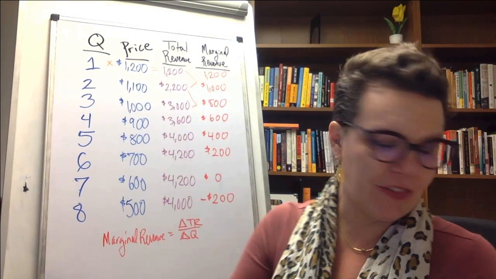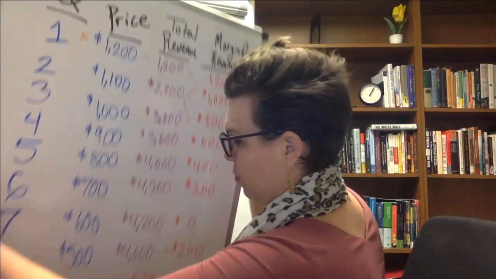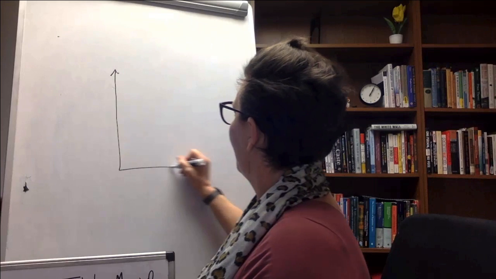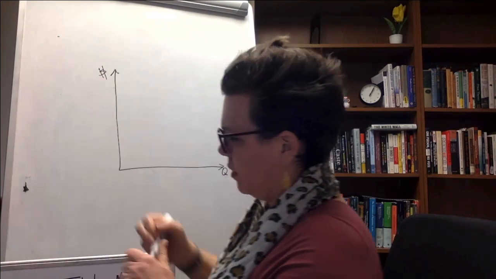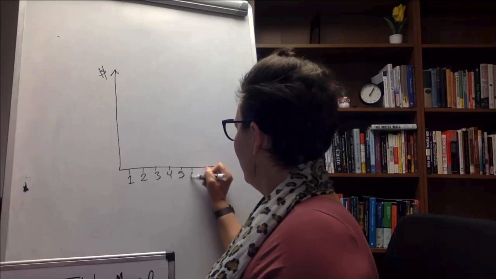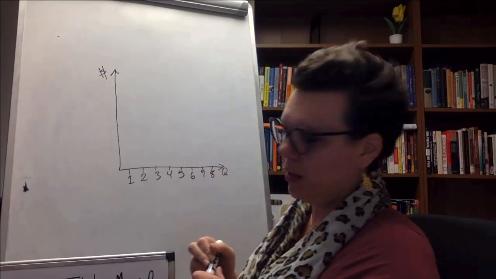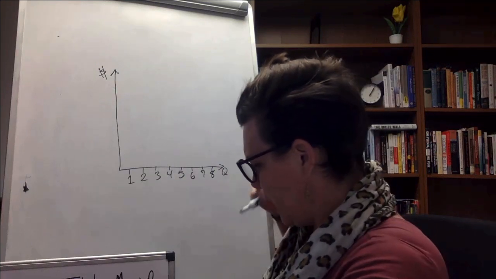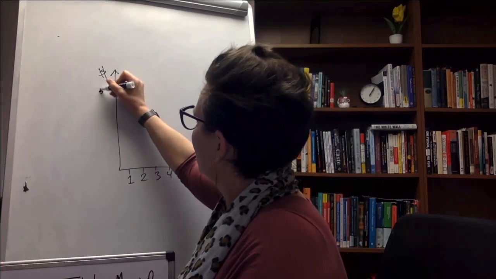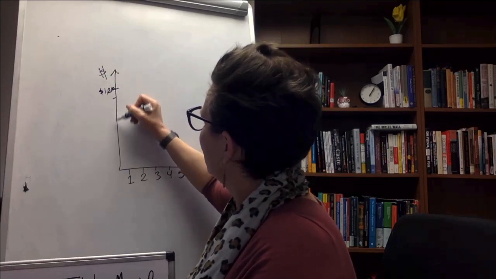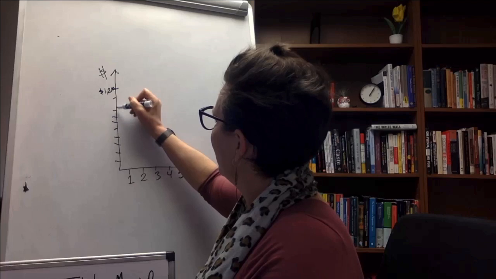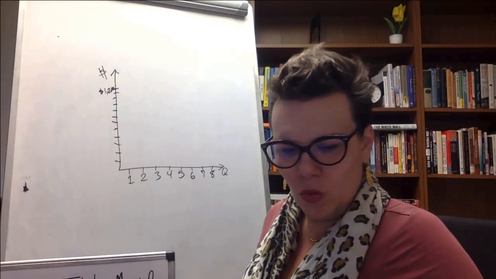So what if we were to graph it? If we were to graph it, we would see exactly what I was talking about before. As quantity goes up, price is going to go down, and so marginal revenue is going to go down. So if we've got quantity of 1, 2, 3, 5, 6, 7, 8, and we can look at our initial, let's see, let's top out at a price of the first unit, which is $1,200. What does our demand curve look like?